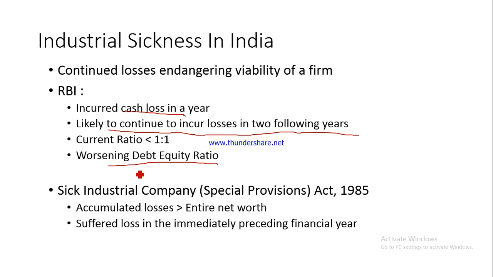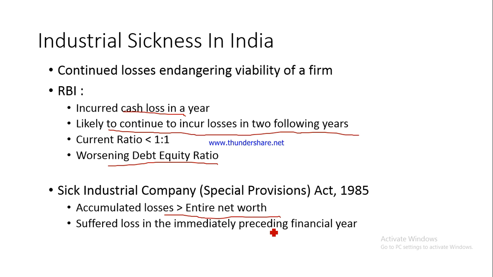Again, if you talk about the Sick Industrial Companies (Special Provisions) Act, the SICA, S-I-C-A. Now this act was formulated in 1985. According to this particular act, you will find that the definition of industrial sickness is when accumulated losses are more than the entire net worth. So the total losses are more than the worth of the company, more than the value of all the assets that the firm has.